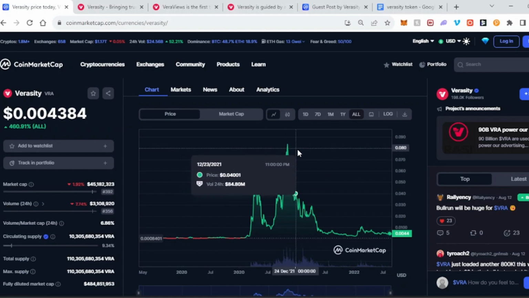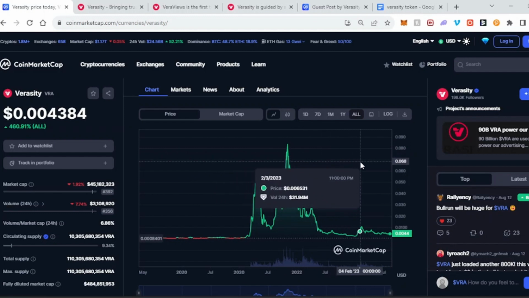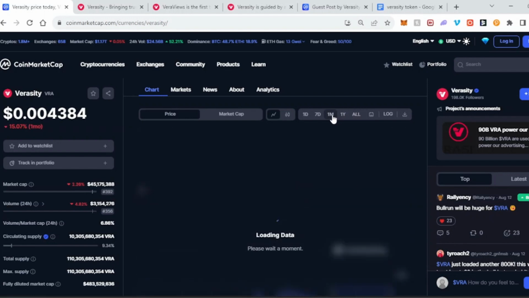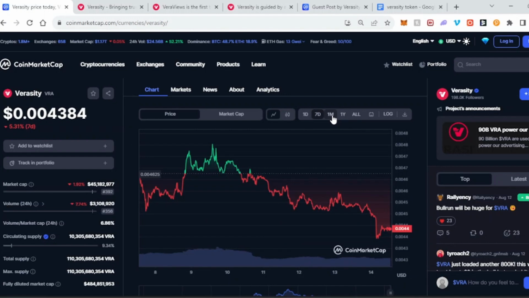Ever since the bull run, of course, we dropped into a bear market and it's been fairly stagnant. Had a few little uptrends here. However, it's been fairly stagnant ever since then. If we switch it to the yearly chart, you can actually see yearly, monthly, and the 7 days. It's all been on a slight downtrend with Verasity. And this could be attributed to the fact that many people are not properly understanding the tokenomics behind Verasity, because there is a lot of FUD behind Verasity at the moment. But hopefully by the end of this video, I will clear up a few of these rumors about Verasity for you guys.